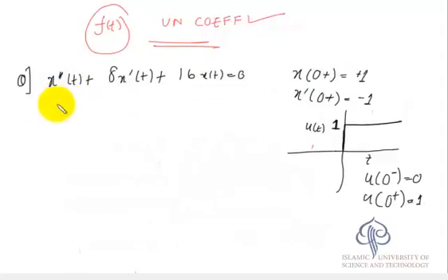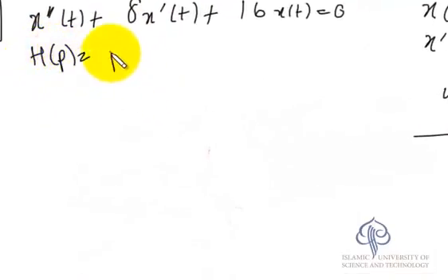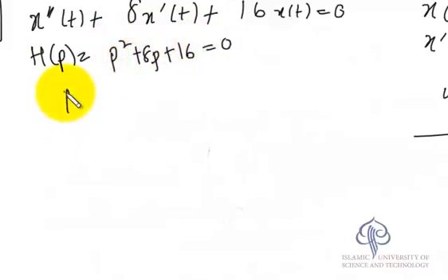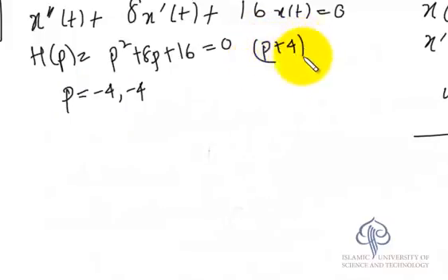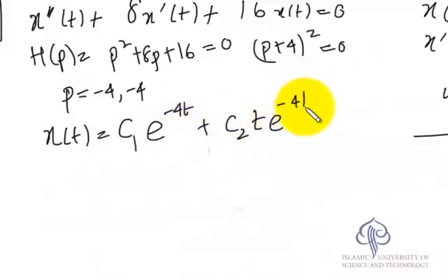So if we have this homogeneous differential equation and we have to solve it, we'll write down the characteristic equation. p square plus 8p plus 16 is equal to 0, and then we'll see that this means that p is minus 4, because you can write this as p plus 4 whole square is equal to 0. So you can write down the solution as c1 e to the power minus 4t plus c2 t e to the power minus 4t.